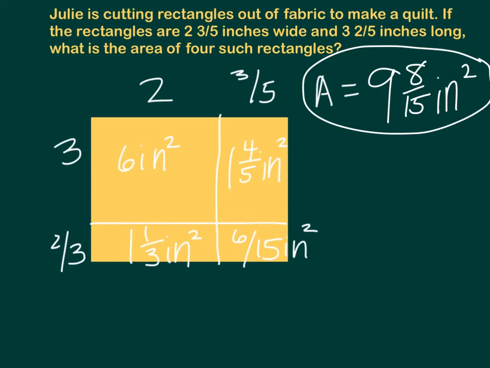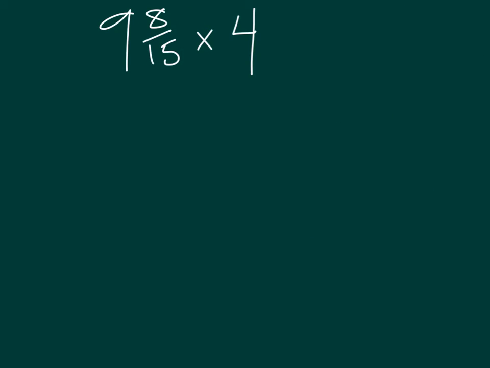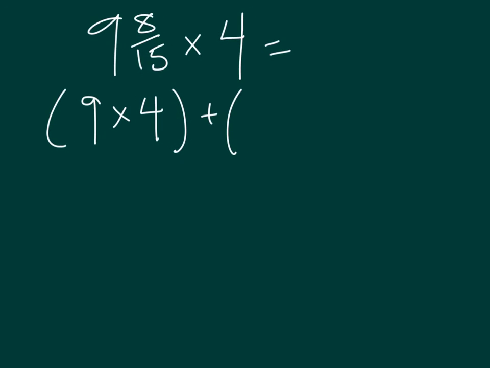Now we need to find the area of 4 of these quilt patches. So that means we're going to be multiplying the area, which is 9 8/15 inches squared, times 4. And there's a lot of different ways that you can do this. What you can do is you can do the area model by multiplying 9 times 4 and adding that to 8/15 times 4. So we're splitting up the 9 and the 8/15 and multiplying that by 4.